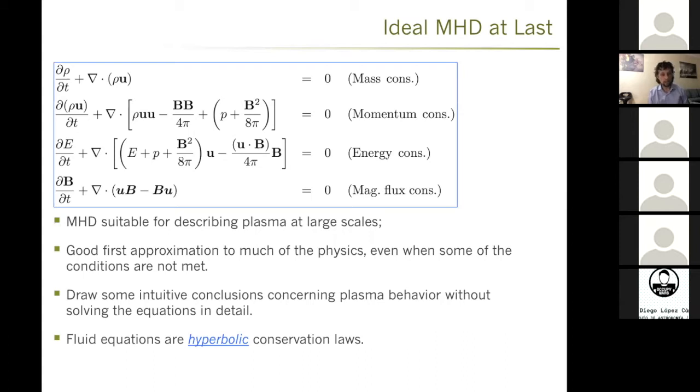It also allows you to draw some intuitive conclusions concerning the plasma behavior without resorting to a much more complicated set of equations. And last, the ideal MHD equations are hyperbolic conservation laws. Do you know what hyperbolic means? Not all of us. No, okay.